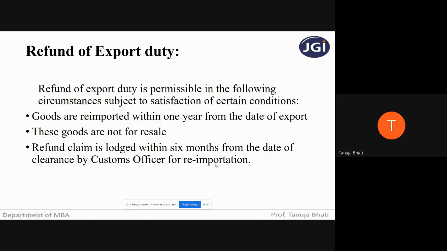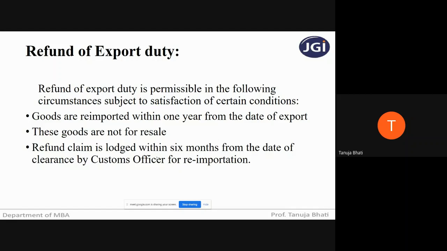If these conditions are fulfilled, then only you can claim the refund of export duty. First of all, the same goods you exported should be re-imported within 1 year, and these goods should not be for resale. And number three, the refund claim should be lodged only within 6 months from the date that the goods are cleared by the customs authorities for re-importation.